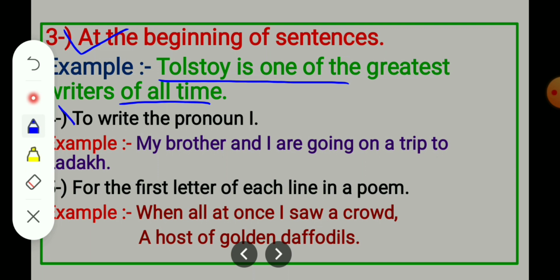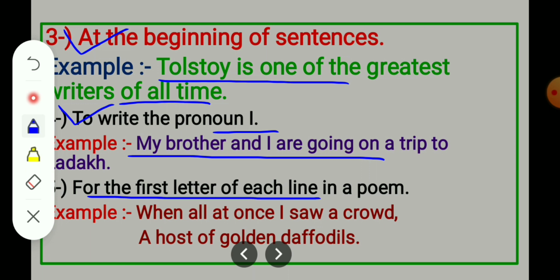Next use is to write the pronoun I. Whenever we write the pronoun I, means मैं, we always write it with a capital letter. If we are writing a single I, that means pronoun. Example, you can see, my brother and I are going on a trip to Ladakh. We never write I in small letters. Next use is for the first letter of each line in a poem. Whenever we are writing a poem, each line of the poem will be started with the capital letter. Example is, when all at once I saw a crowd, a host of golden daffodils. So in both lines, it is started with the capital letter.